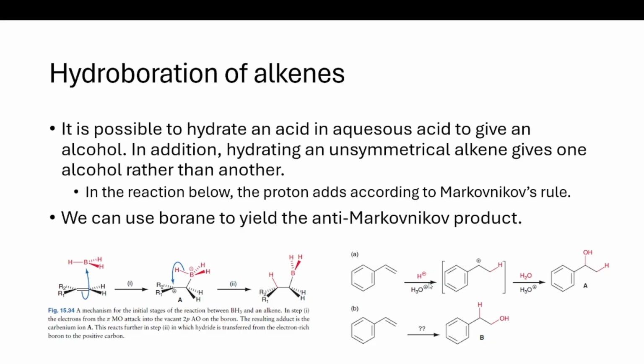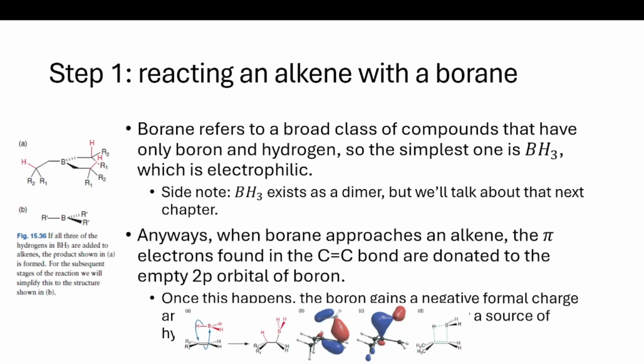Now, what if we want the anti-Markovnikov product, where we have this completely reversed? Well, we can use a wide class of compounds known as boranes. Borane simply refers to a broad class of compounds that just have boron and hydrogen. The simplest one is BH3, which is actually electrophilic. In addition, as a side note, I will be talking about borane in the next chapter and how it exists as a dimer.